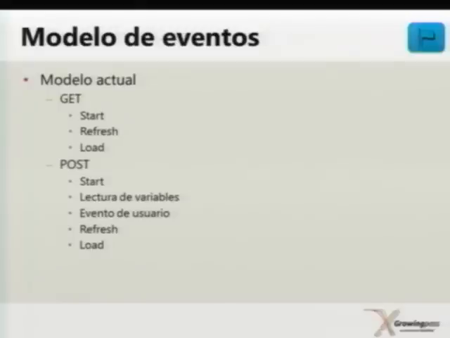So, let's refresh the order in which events are triggered. This is how it works, but in a summary. When we access a web panel for the first time, the GET, we do the start events, refresh, and load. When we do a user event, an enter button or a search button, we do start, we read the variables on the screen, then we run the code of the user event, and then refresh and load, as in GET.